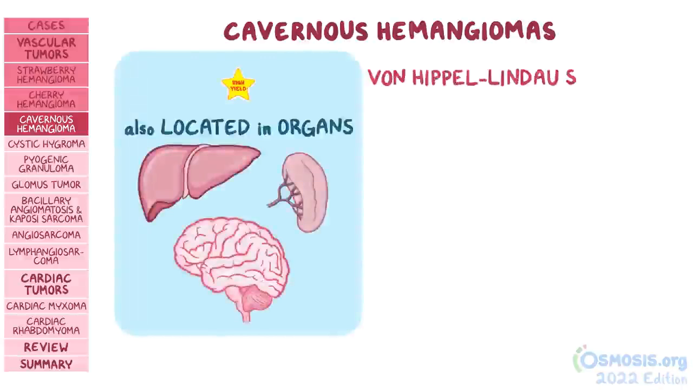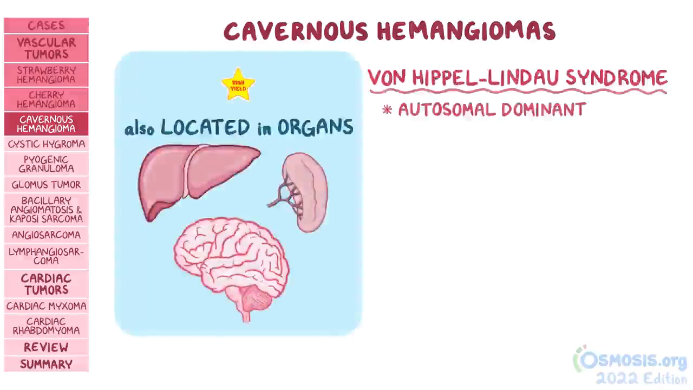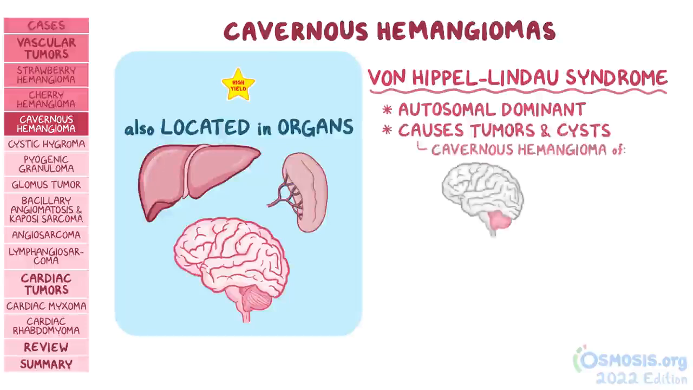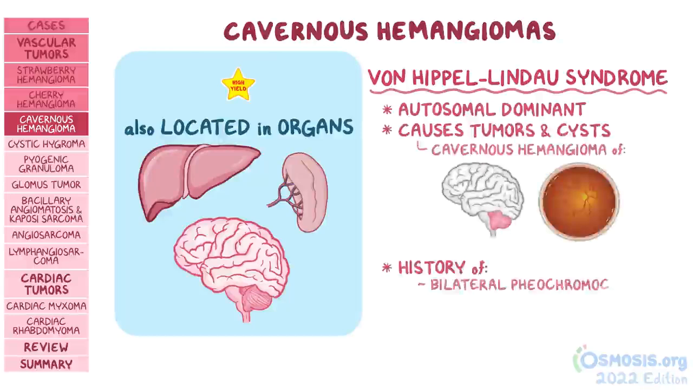Also, von Hippel-Lindau syndrome is an autosomal dominant condition that causes numerous tumors and cysts throughout the body, one of these being cavernous hemangiomas of the cerebellum and the retina. Look for a history of bilateral pheochromocytoma or renal cell carcinoma.